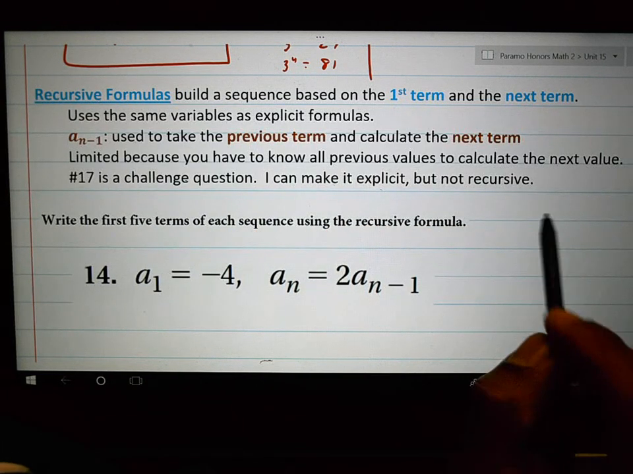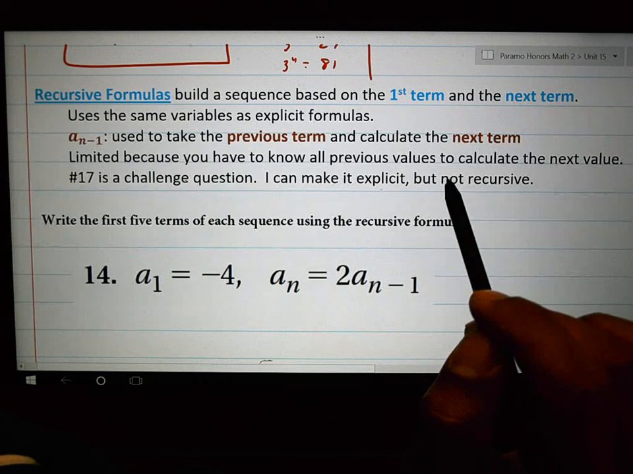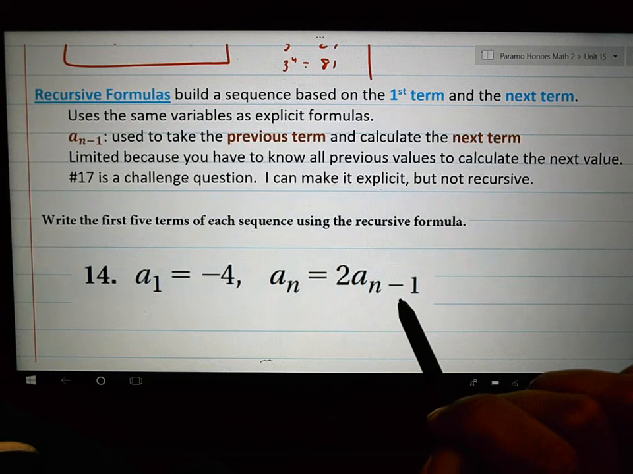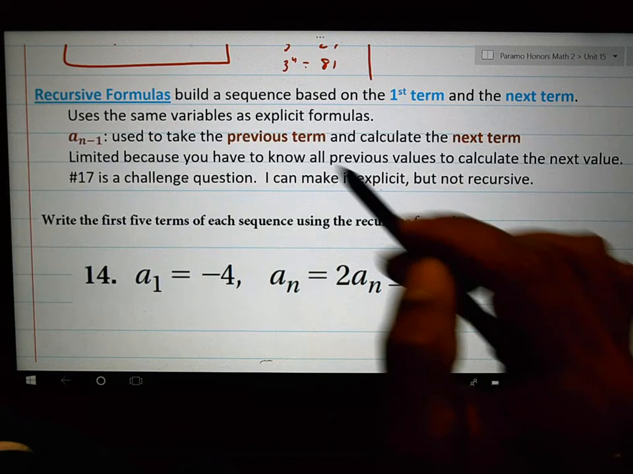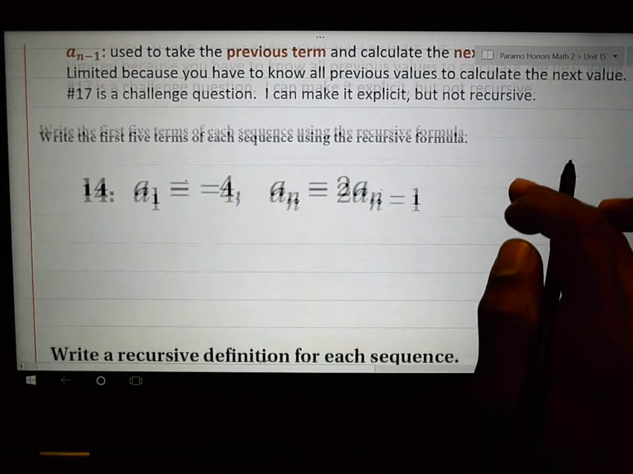If you were to try to find the 10th term with a recursive formula, you first would have to find the first term and figure out what the second term is. And then from the second term, you'd have to calculate what the third term is. And then you have to use the third term to find and calculate what the fourth term is. And you'd have to do that 10 times to get to the 10th term. You could get there. It just takes a lot longer. So this formula looks a little crazy.